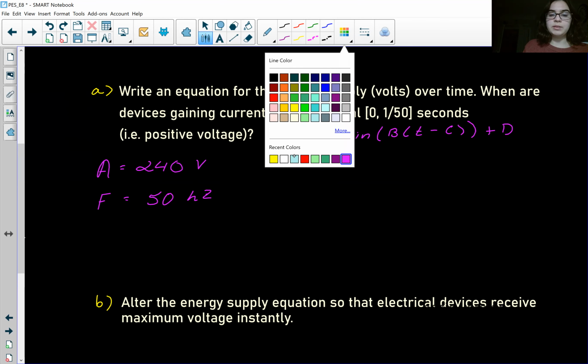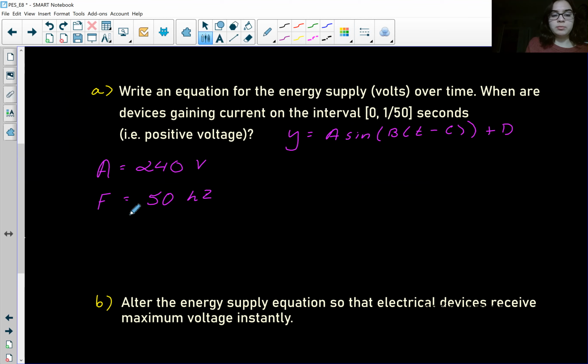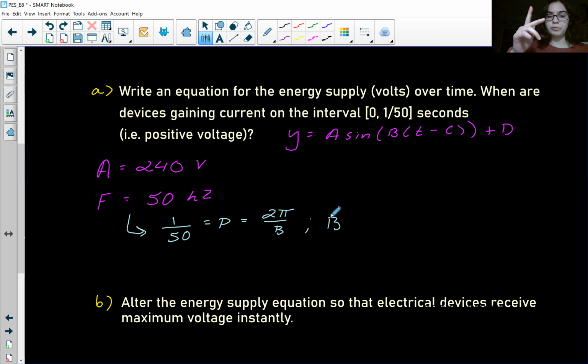So we have amplitude. Frequency doesn't help much. We really want to get our wave number, which is b. So we're going to do 1/50 to get period, and that's going to equal 2 pi over b, which means that you switch the 1/50 and b. So you get 2 pi divided by 1/50. Then you flip the fraction, and b is going to be equal to 50 times 2 pi, which is 100 pi.